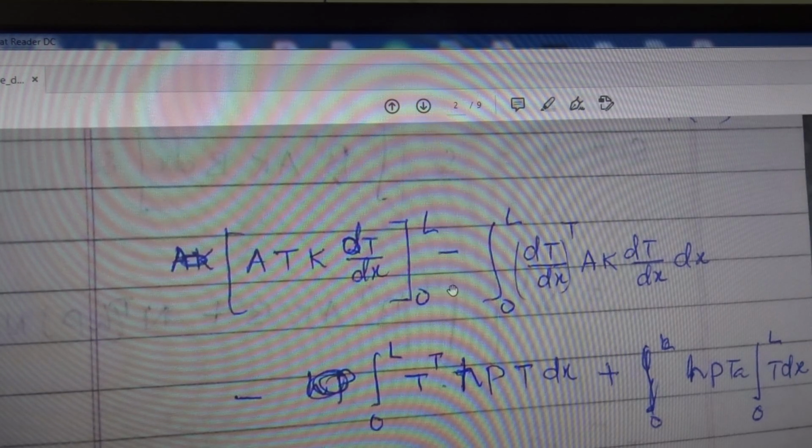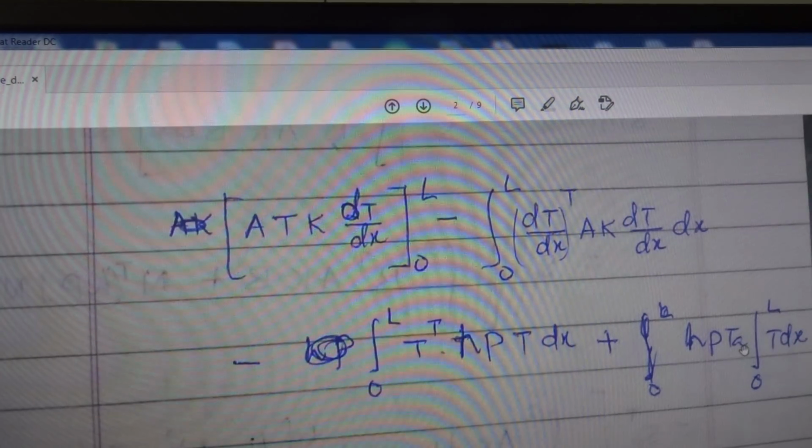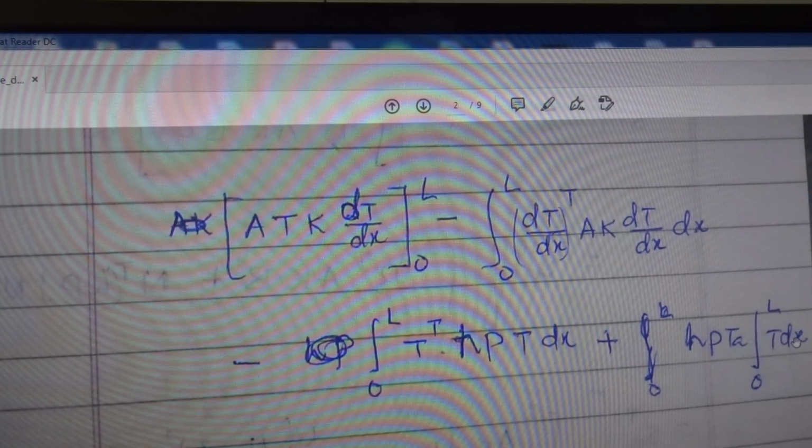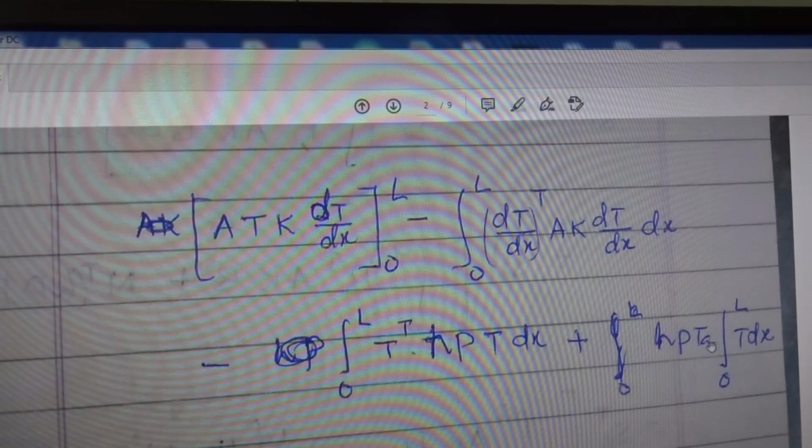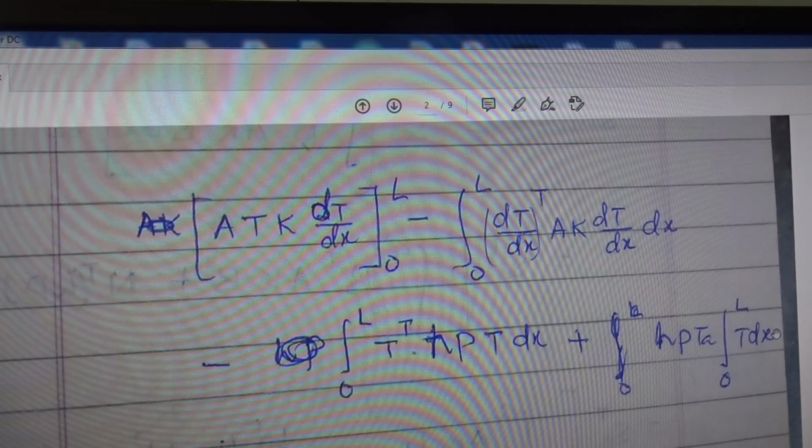you integrate using by parts, you will get A T k dT/dx from 0 to L, minus the integral from 0 to L of (dT/dx) transpose A k dT/dx dx, minus the integral from 0 to L of T transpose hPT dx, plus hPT∞ integrated from 0 to L of T dx.